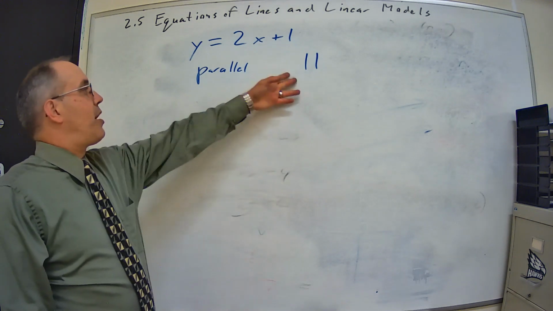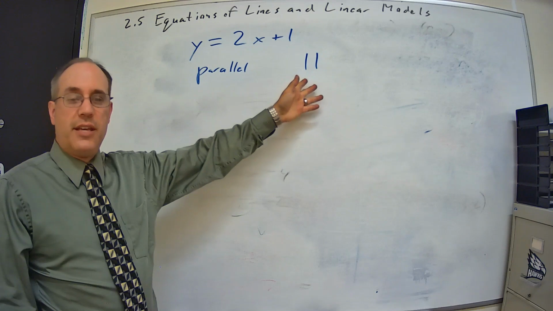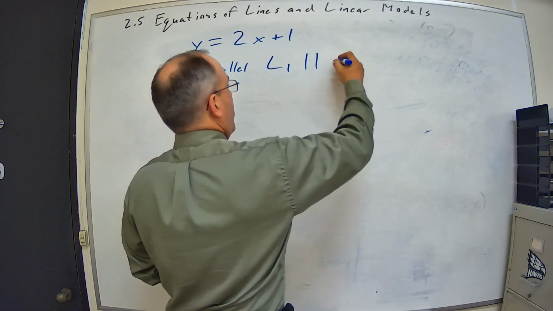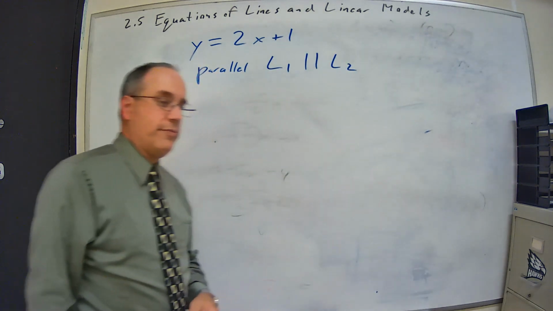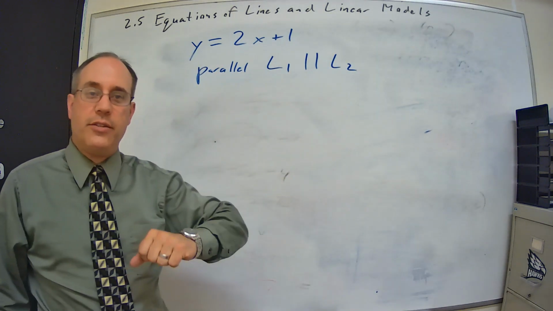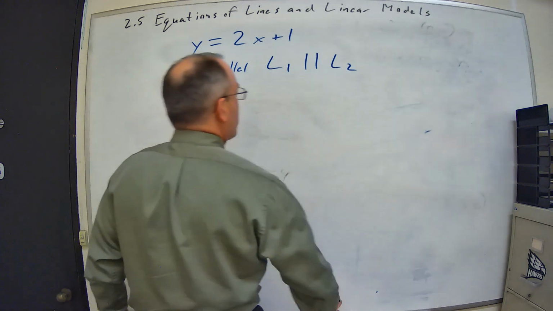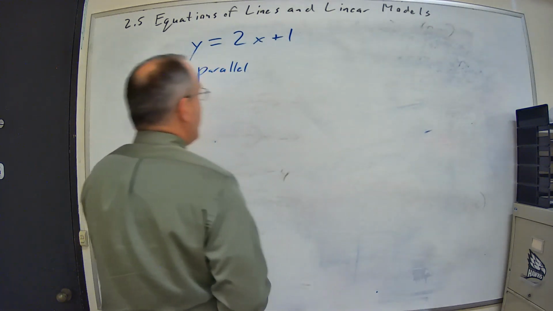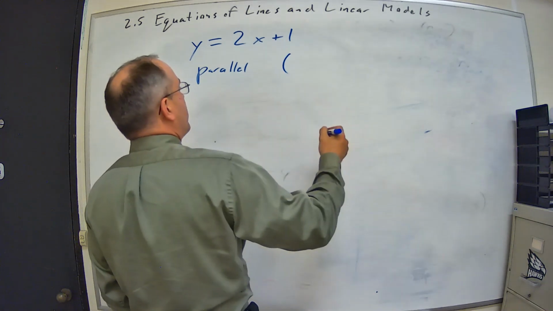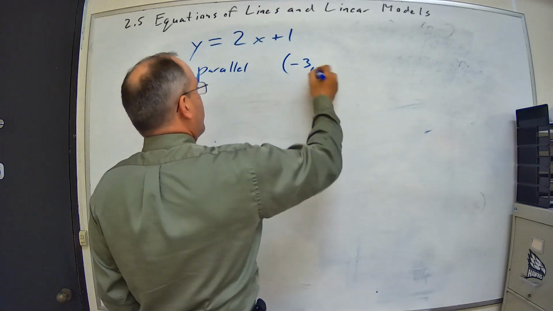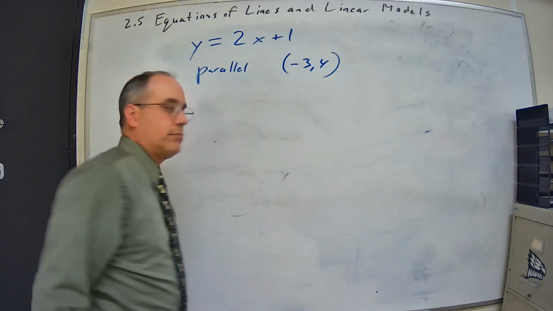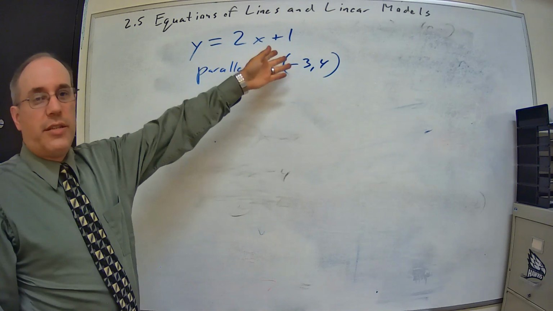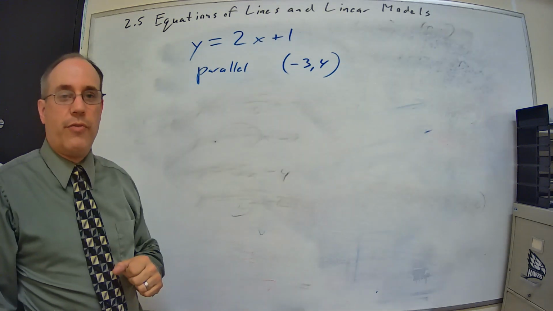So that's saying parallel. A symbol that you may see at times is L1 is parallel to L2, right? Line 1 is parallel to line 2. So just keep that in mind. But we want it parallel, and we want it to pass through the point -3, 4. So we want a line that is parallel to this, that passes through the point -3, 4.